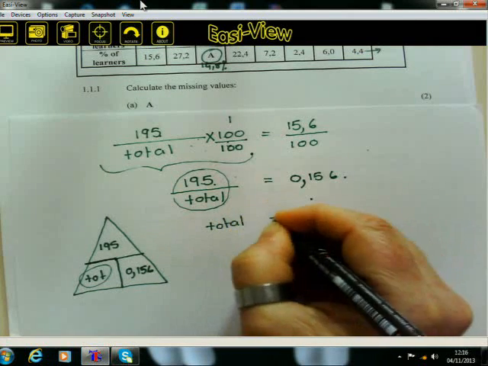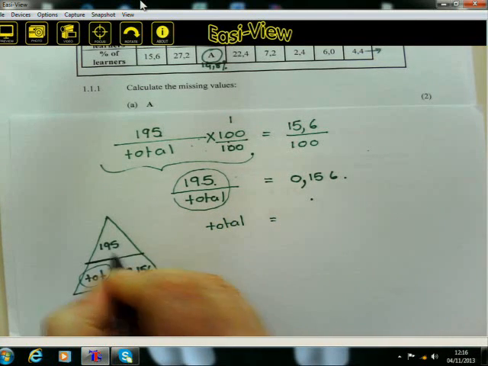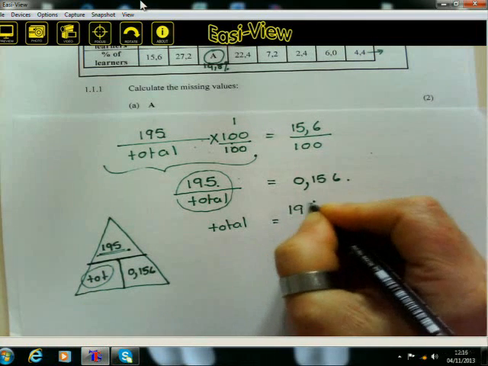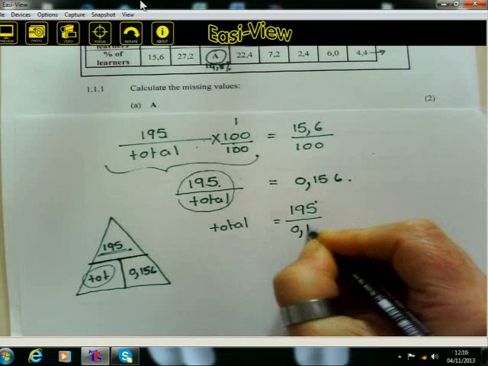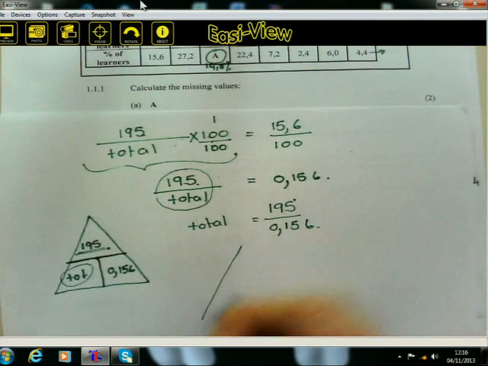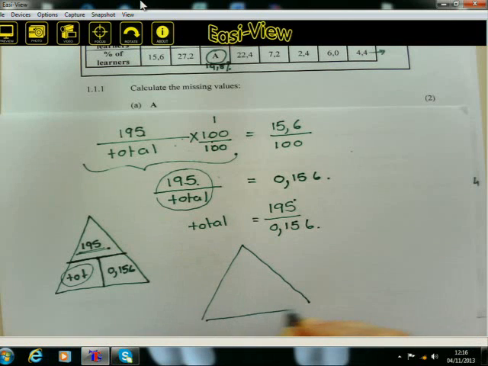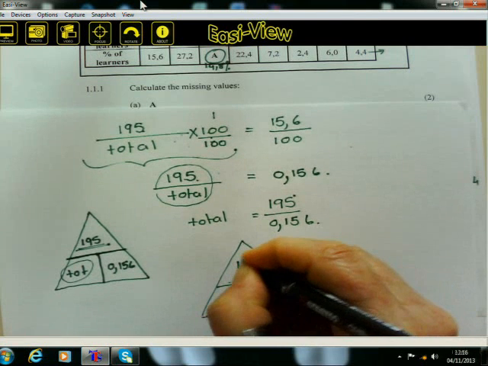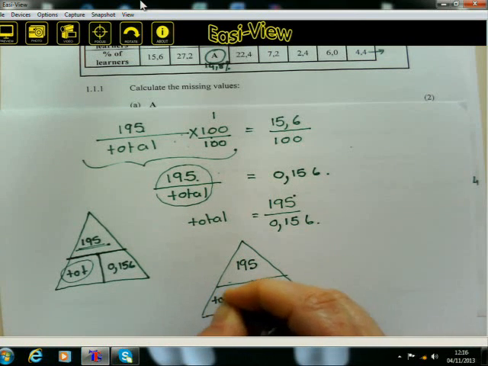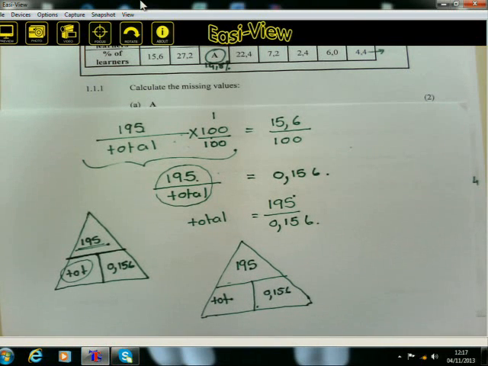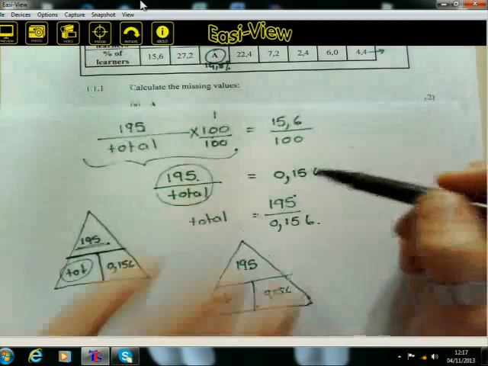So if I now want the total, I read it from my triangle. I read that I must take 195 and I must divide it by 0.156. Are you with me? I'm putting the 3 values in a triangle. In other words, I'm taking my 195, I'm taking my total, and I'm taking my 0.156, and I am putting them so that it will give me the formula that I'm seeing.